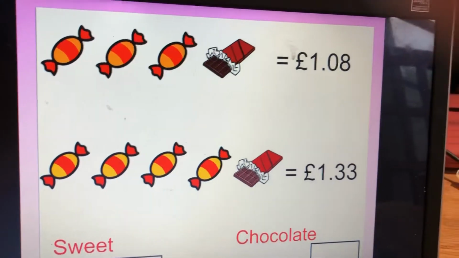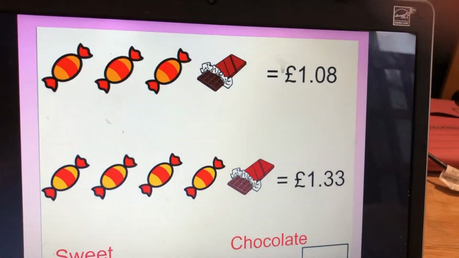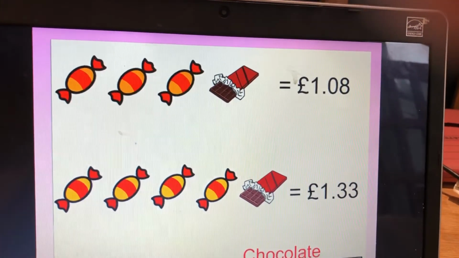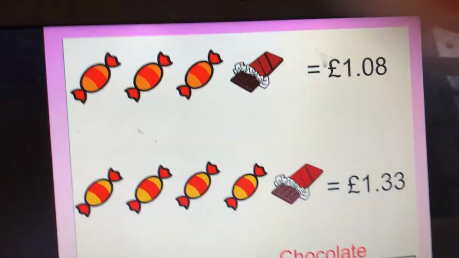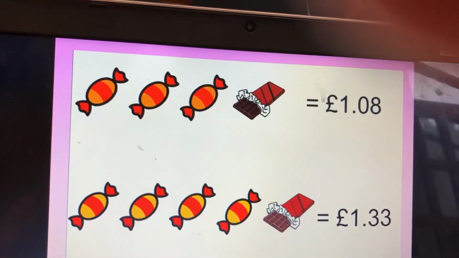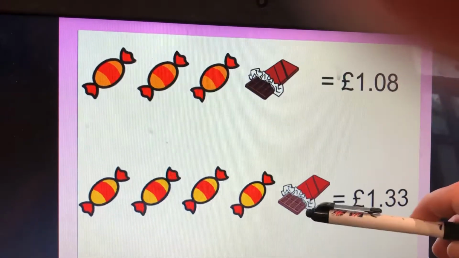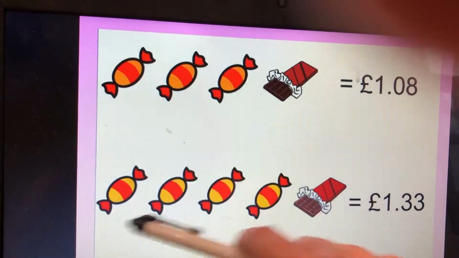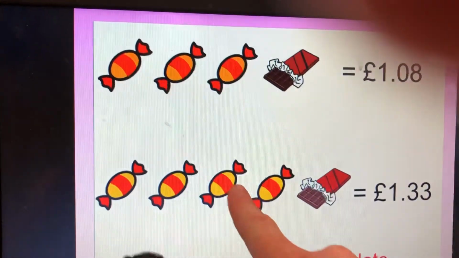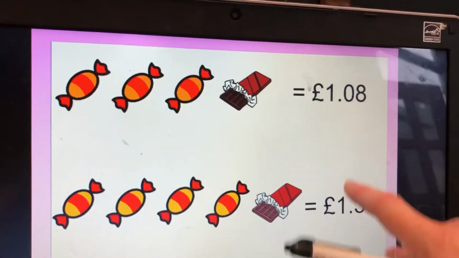Okay, here we've got sweets and chocolate. So 3 sweets and a chocolate bar is £1.08. And 4 sweets and a chocolate bar is £1.33. So what's the difference between what we've got here and what we've got here? We've got 1 chocolate bar in both of them, that's the same. 3 sweets, 3 sweets. So the difference is actually just 1 sweet. In this one here, I've got 1 more sweet. So what's the difference in the amount here?